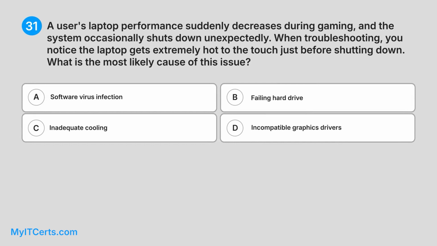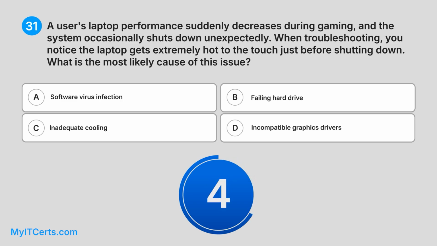31. A user's laptop performance suddenly decreases during gaming, and the system occasionally shuts down unexpectedly. When troubleshooting, you notice the laptop gets extremely hot to the touch just before shutting down. What is the most likely cause of this issue? A. Software virus infection. B. Failing hard drive. C. Inadequate cooling. D. Incompatible graphics drivers. Do you know the answer?